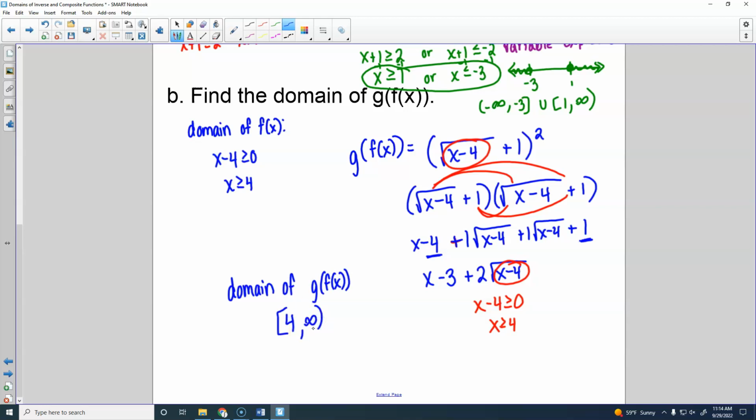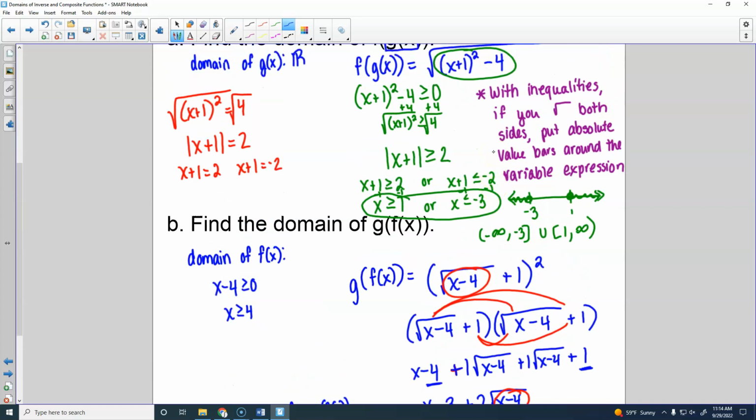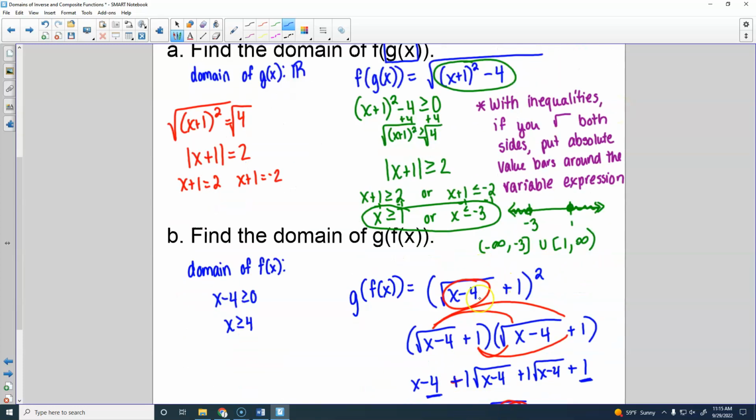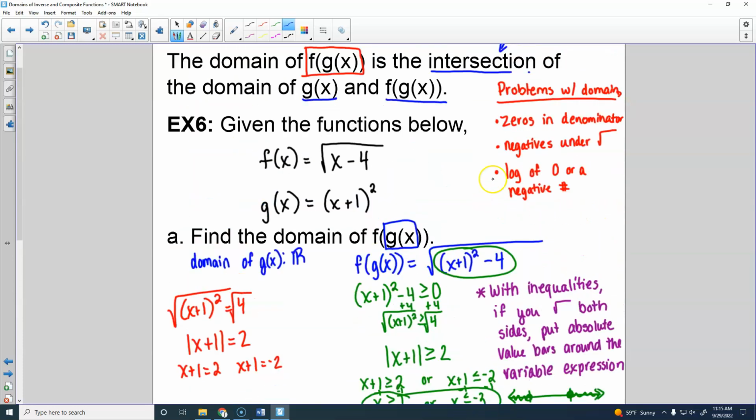So why would you include the plus 1 with the square root? Those numbers are not going to give us anything that would be undefined. Whenever we're thinking about our function, the things we're looking for are these up here: zeros in the denominator of a fraction. We don't have any zeros and we don't have any fractions, so that's not going to happen.